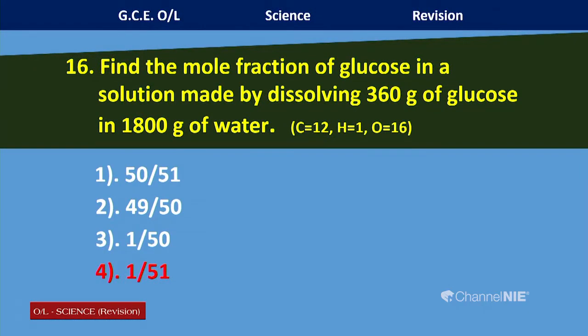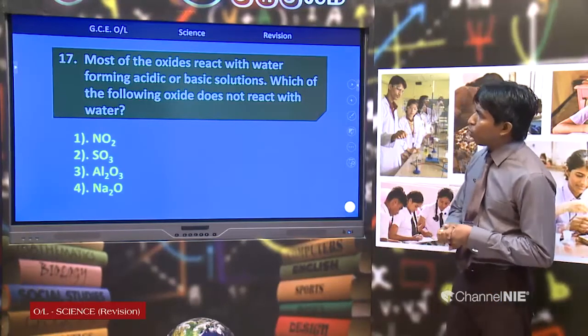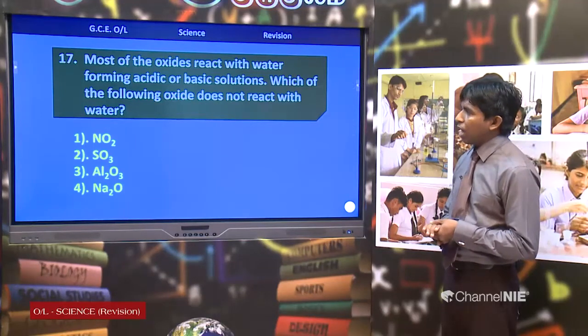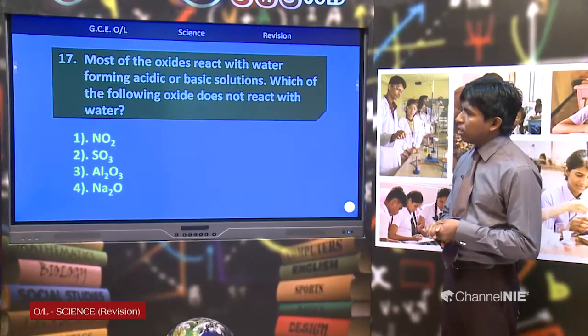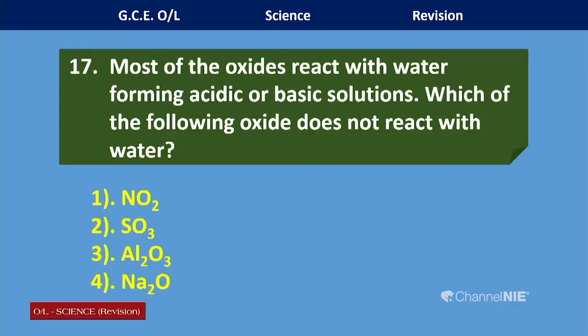So, question number 17, most of the oxides react with water forming acidic or basic solution. Which of the following oxides does not react with water? So, let us see the first one, nitrogen dioxide. Nitrogen dioxide is an acidic oxide, it can cause acid rain also. When you dissolve nitrogen dioxide in water, it produces an acidic solution because it is an acidic gas.